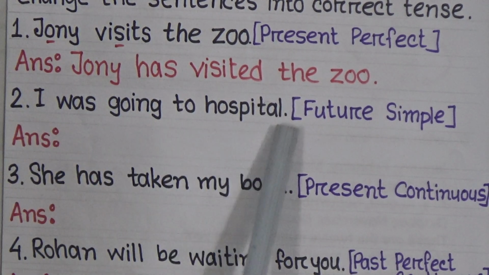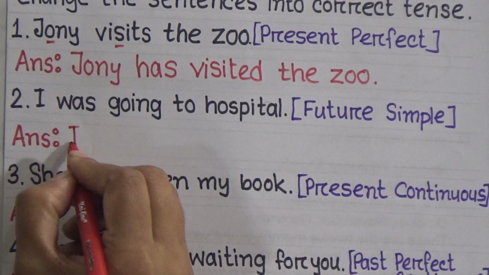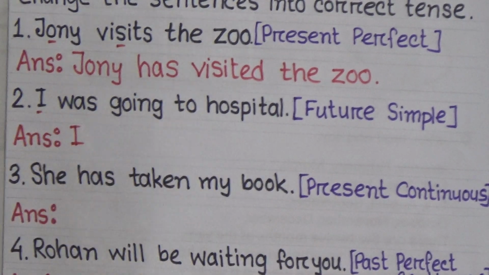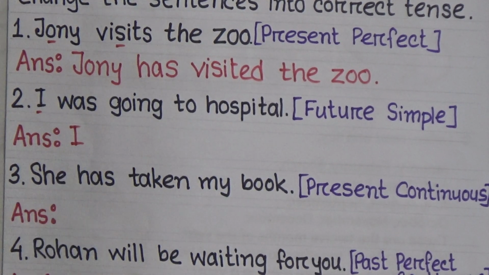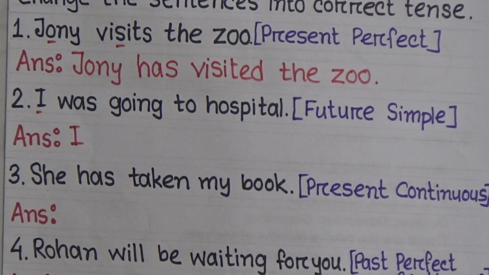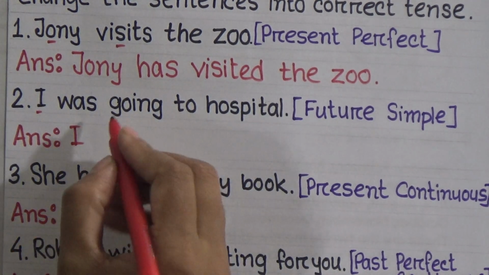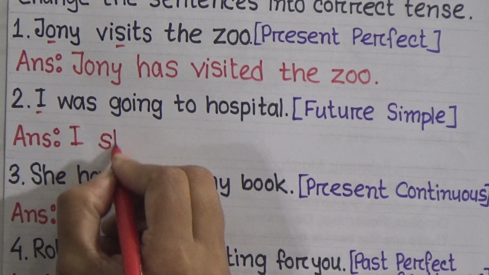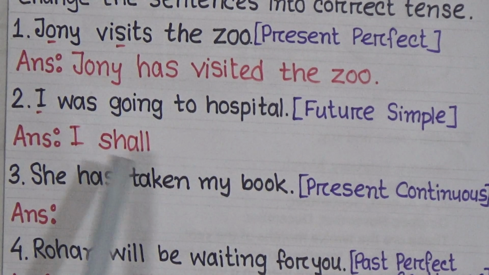So change the sentence with me. First we have to use subject. Here subject is I. In the given sentence the subject is I. So we write here I. Then for future tense we have to use shall or will. So I was going to hospital. Here you have to write shall. I shall. From shall and will we are going to use shall.